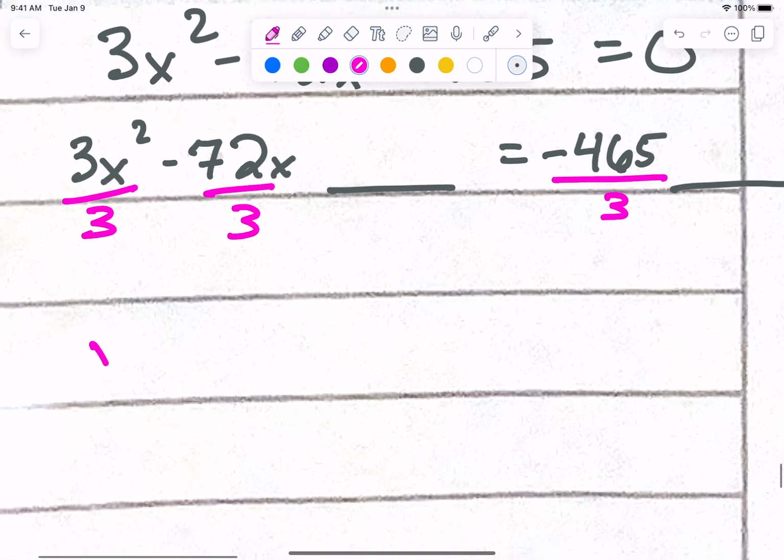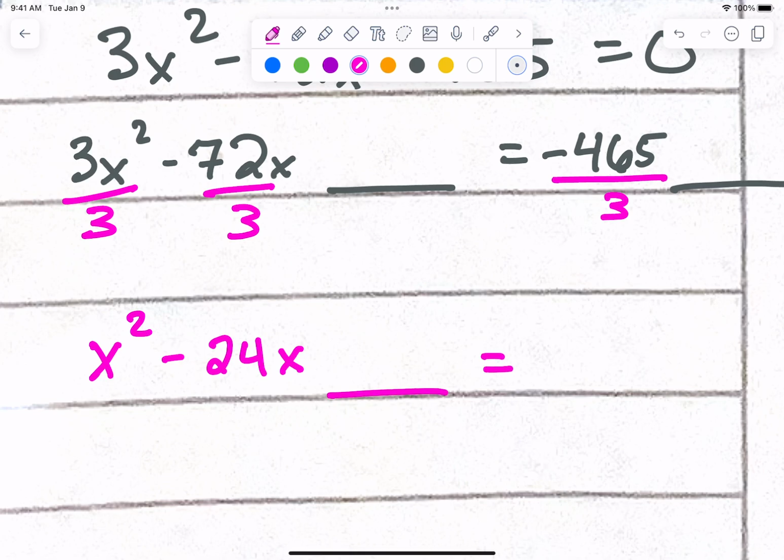Okay? So now we just have x squared minus 24x. I'm going to leave that blank there. Equals negative 155. Yeah? I'm going to leave a blank. Okay? So that's what we have now. Questions as to how we got to that point? We subtracted the number over. We divided everything by 3. Now we're ready to go.